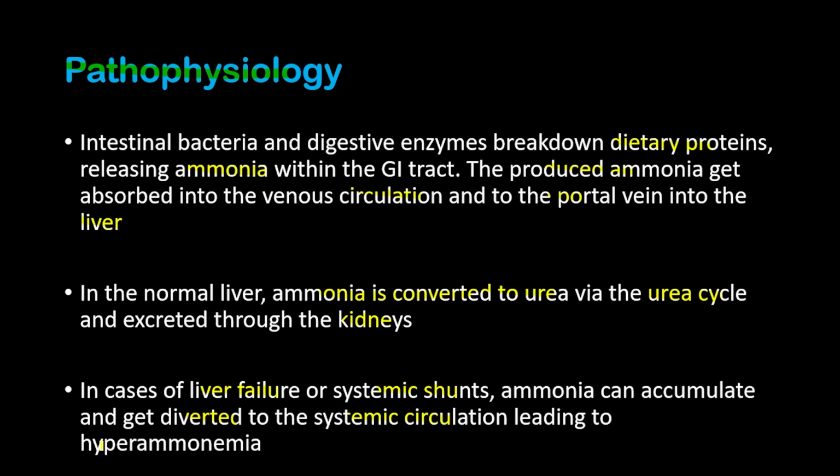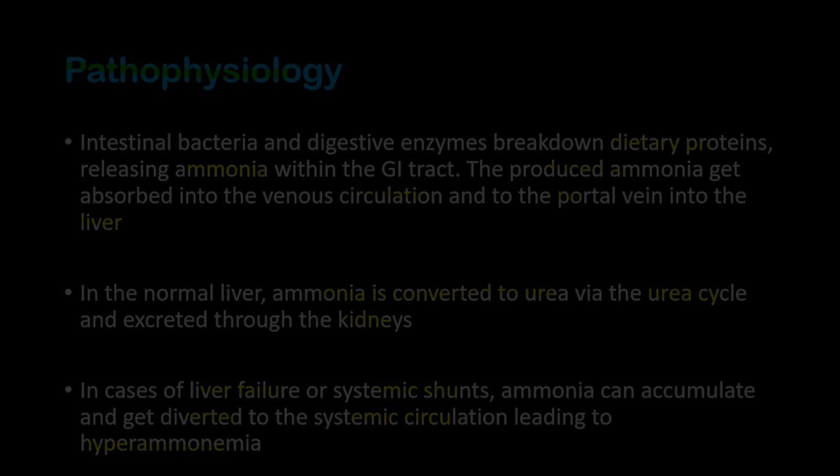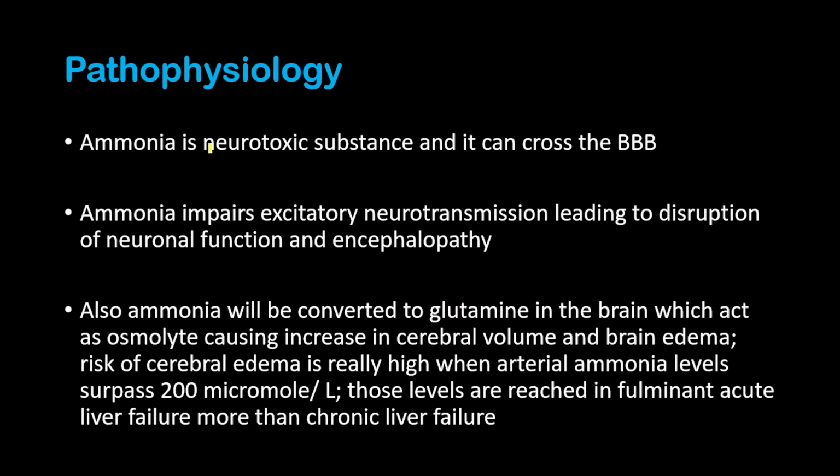Now, in cases of liver failure or systemic shunts, the ammonia can accumulate and get diverted to the systemic circulation, leading to hyperammonemia. And ammonia is a neurotoxic substance, and it can cross the blood-brain barrier. And when it crosses the blood-brain barrier, it reaches the brain, where it impairs the excitatory neurotransmission, leading to disruption of neuronal function and encephalopathy.